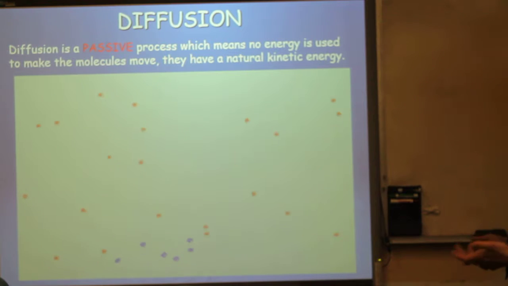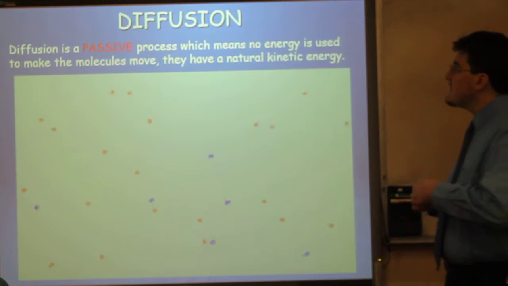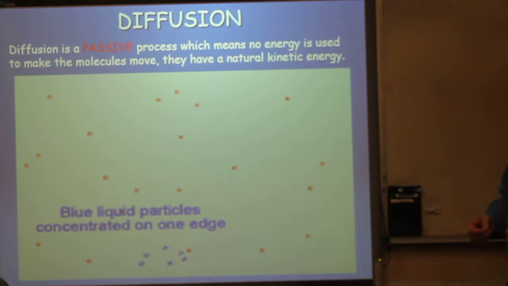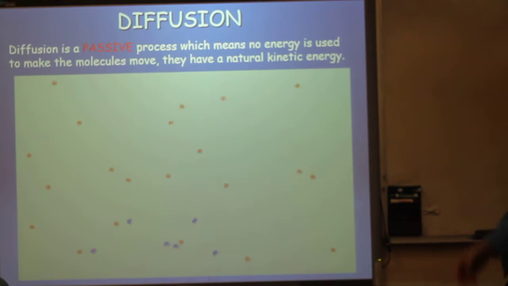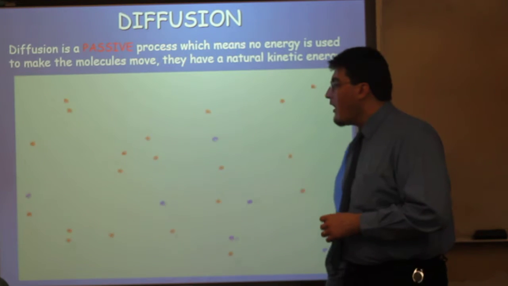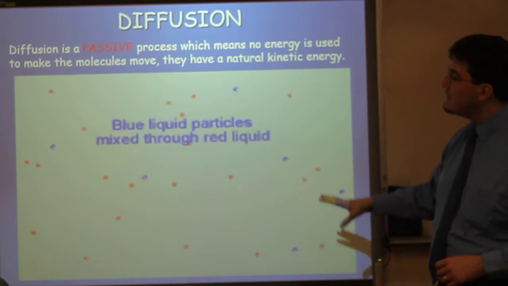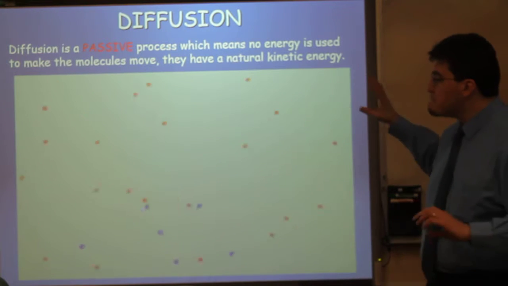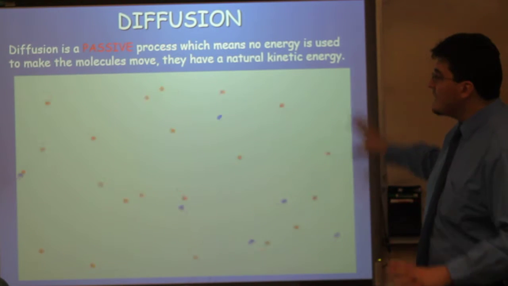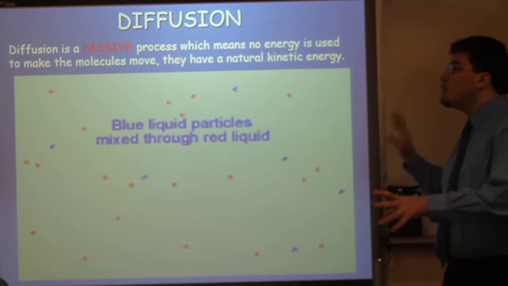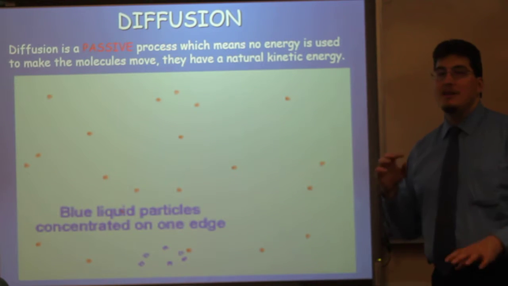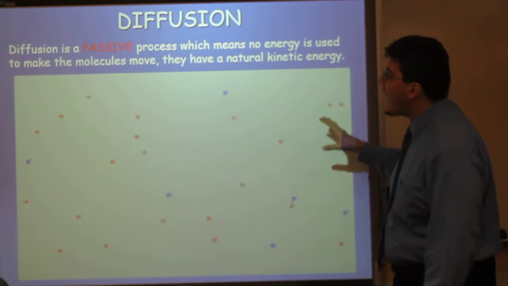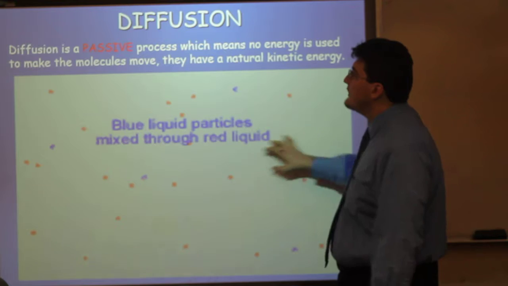So passive diffusion means that there is no energy used when molecules move. They have a natural kinetic energy that is always just going to move them. So these blue particles are going to naturally, passively diffuse through the red liquid, just passively, until they reach an equilibrium where there is no net movement or no change in concentration of the blue dye throughout the entirety of the red liquid.